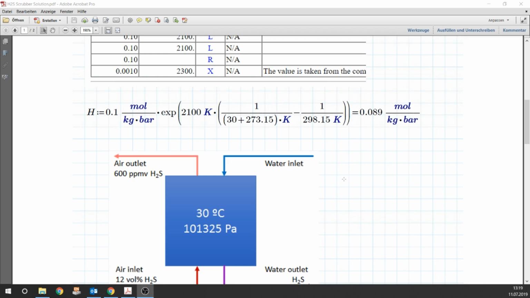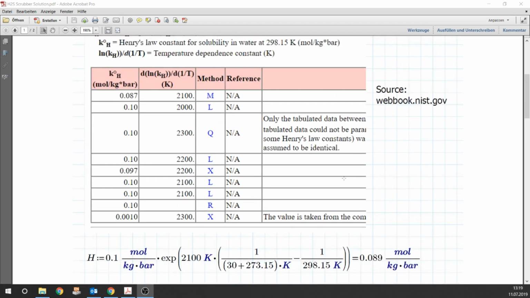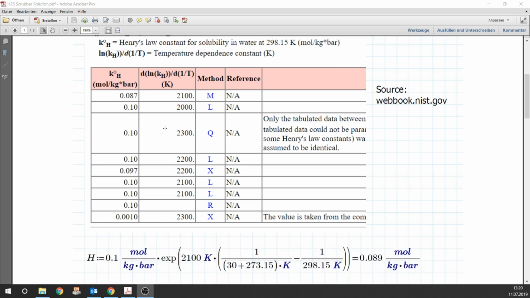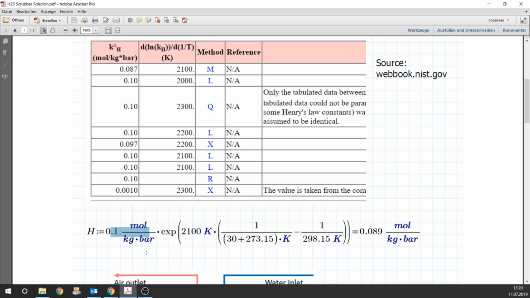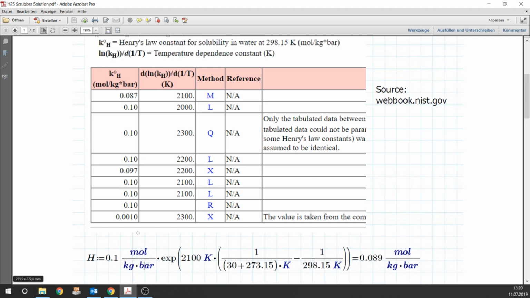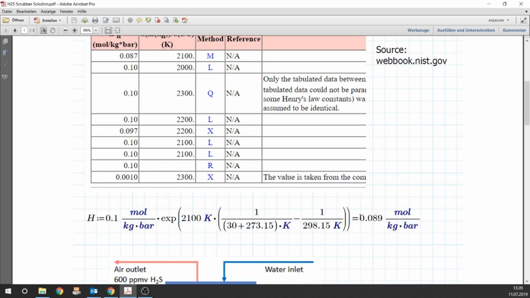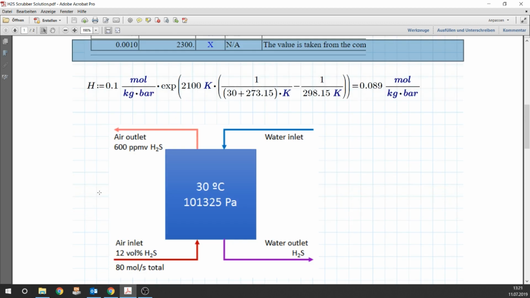So where can we get the solubility? This is described by the Henry constant. And here I've taken the values from webbook.nist.gov. This is a great reference, and we can plug these into the expression for the Henry constant. And the Henry constant here is kH, and we should keep in mind the units are given in moles per kilogram per bar. So here in this expression, this is moles of H2S per kilogram of water, and it varies with the pressures. So let's get to work constructing our mass balance.